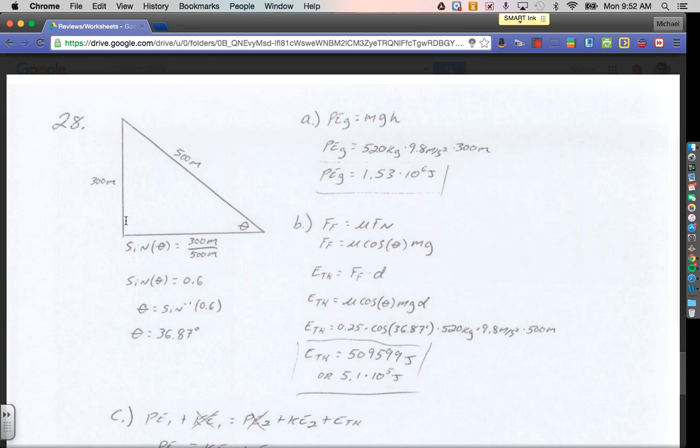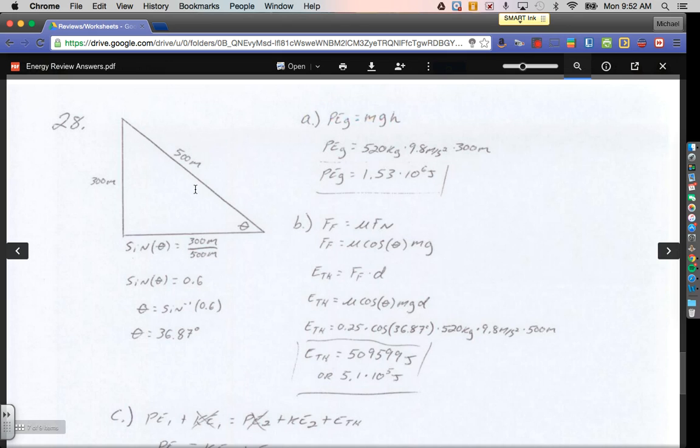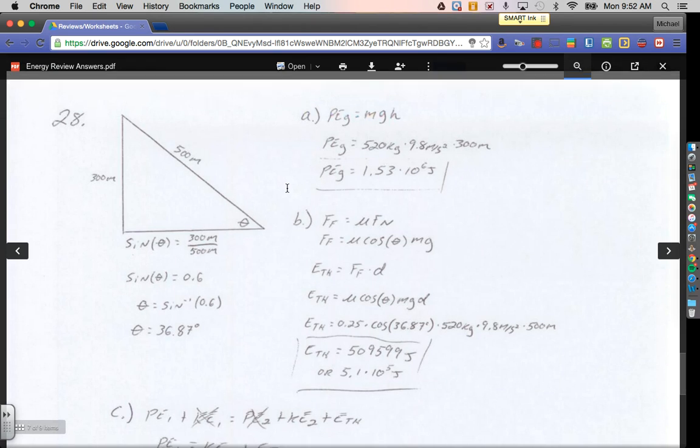First thing, A, if the gravitational potential energy of the rock is 0 at the bottom of the hill, what is the value of the potential energy from gravity just before the slide? Well, the potential energy from gravity equation is mgh. M was given in the problem at 520 kilograms. G is always 9.8 meters per second squared here on Earth, and the height was given at 300 meters. Here it is on our picture. When I plug all that into my calculator, I get 1.53 times 10 to the 6th joules.